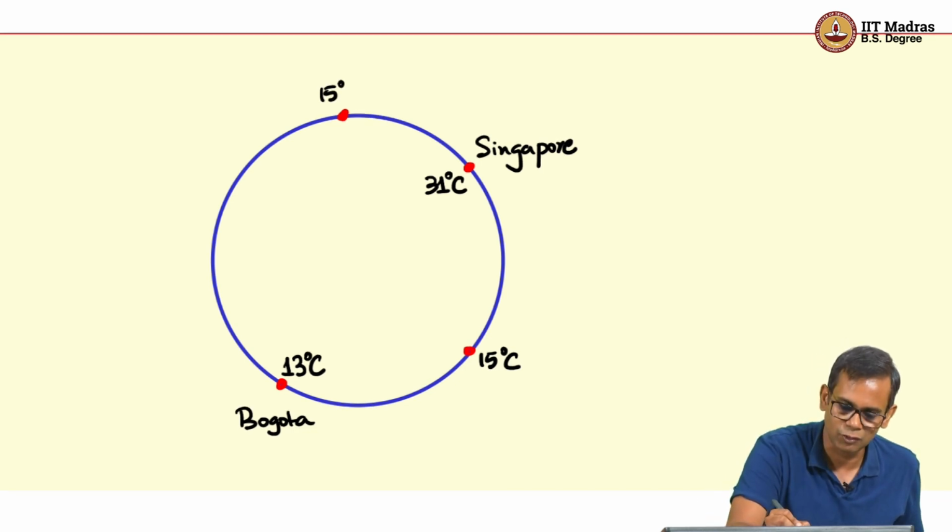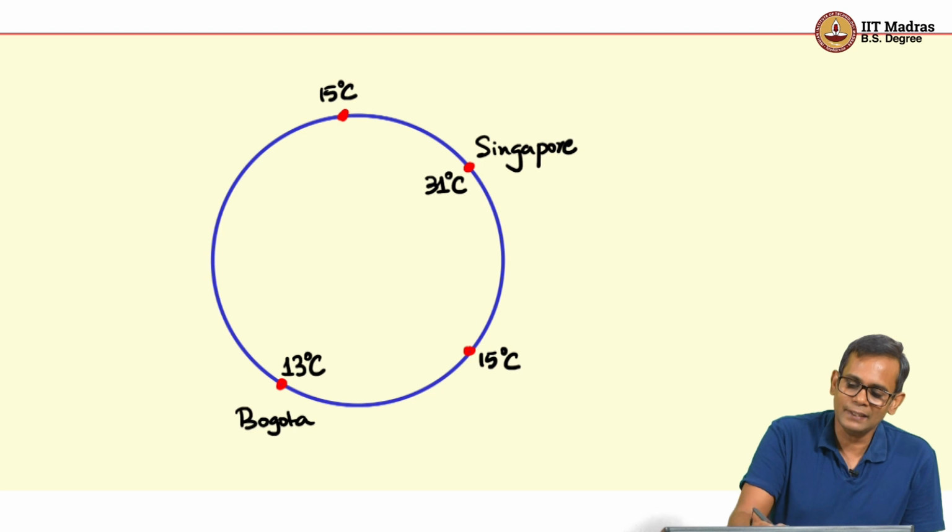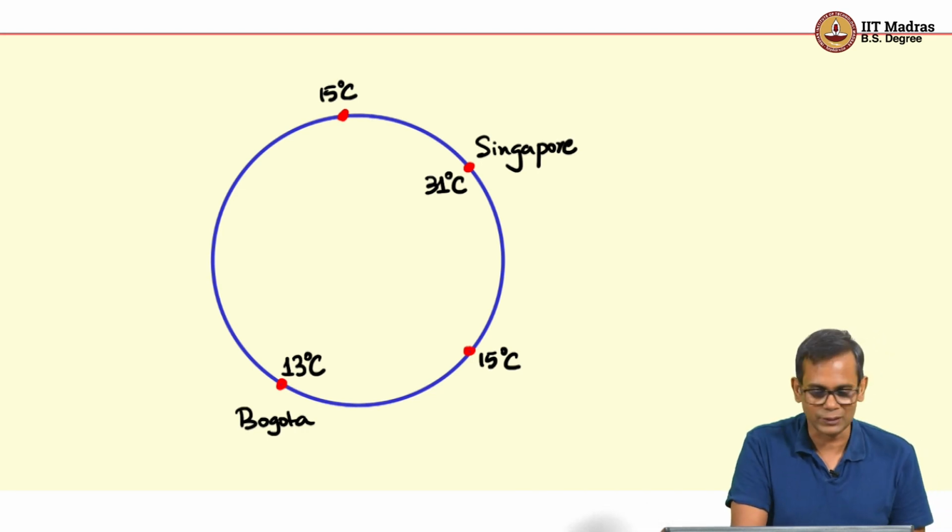There was no reason for me to pick 15 degrees Celsius, but in fact you could have picked any temperature between 13 degrees Celsius and 31 degrees Celsius, and you would get 2 points on the equator which have the same temperature. So, in fact, you have seen that there are lots of pairs of points on the equator which have the same temperature, but I can strengthen the statement a little further.